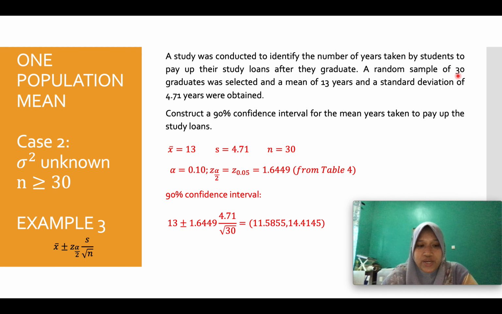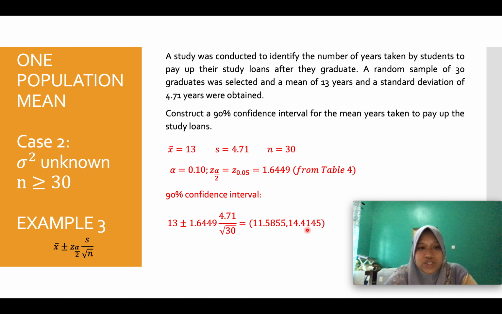Okay, now we can plug all the values into the formula. Finally we get the lower limit equals 11.5855 and the upper limit 14.4145. Okay, so how to interpret this value? We are 90% confident that the mean years taken to pay up the study loan is between 11.5855 and 14.4145.